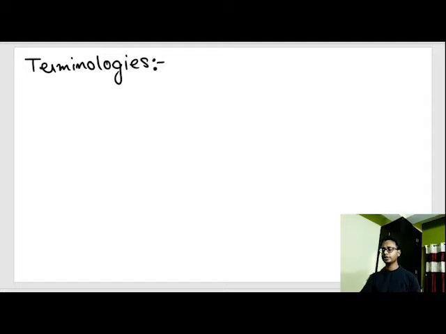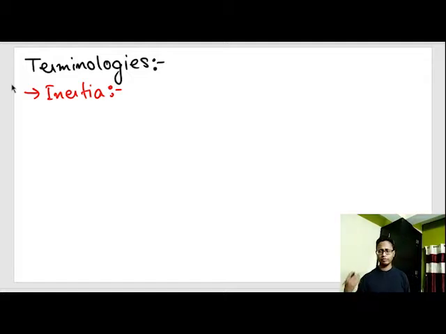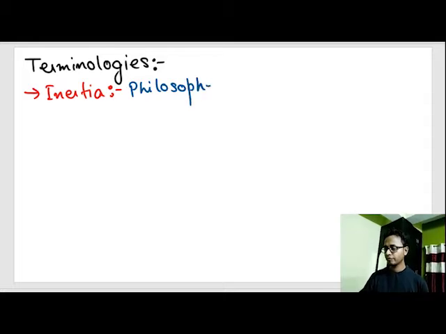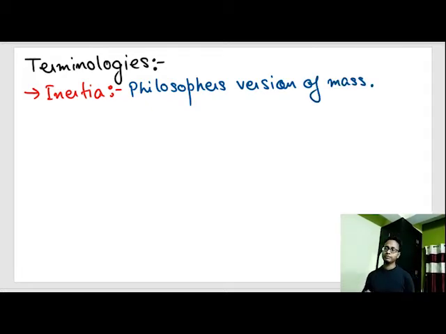So we'll start with something called inertia. In your NCERT, inertia is a property of motion or of mass. If you want to summarize, the term inertia is nothing but the philosopher's version of mass. But sir, we already have mass. Why do we need to learn about the philosopher's version of mass, or inertia?